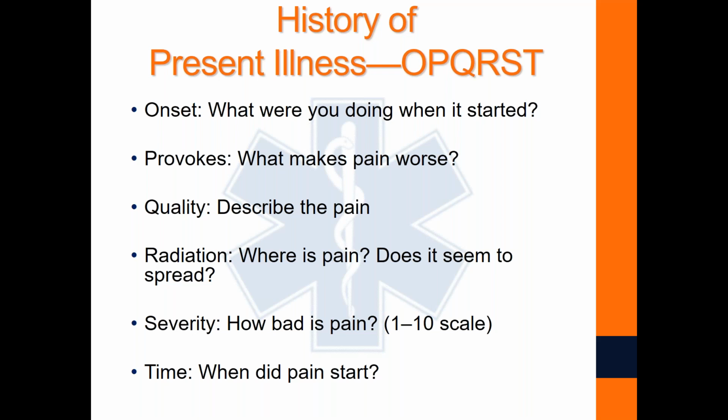Then we move down to severity. How bad, how uncomfortable are you right now on a scale of 1 being none, 10 being stepping on a Lego? How bad does this hurt? How uncomfortable are you? And then we get to the last one, time. Now, sometimes people feel like onset and time are sort of the same thing. But with onset, really, we're looking more at how did it come on? With time, I want to know, tell me exactly when this started.